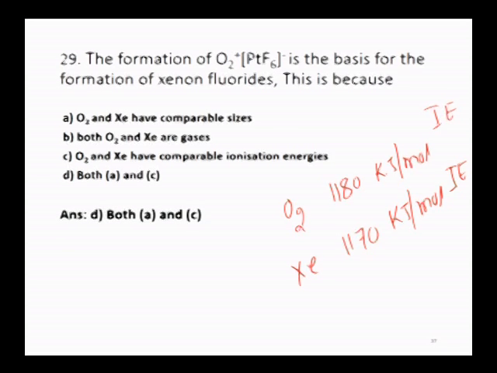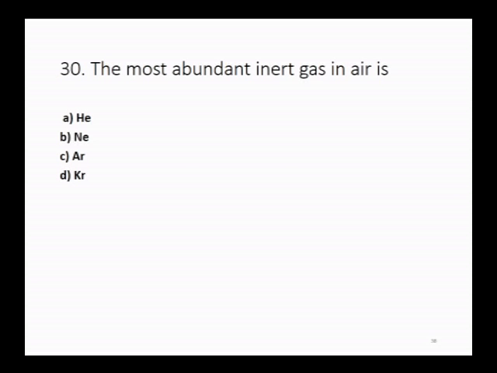So, next question. The most abundant inert gas in air. Helium, neon, argon, krypton. Argon is the most abundant inert gas available in the air. So, suitable answer is C.